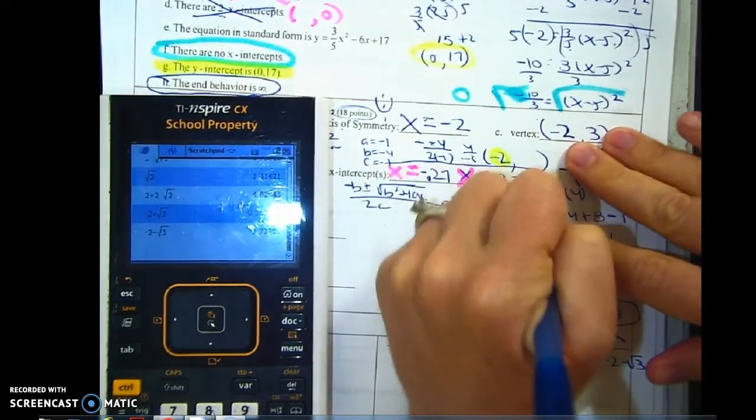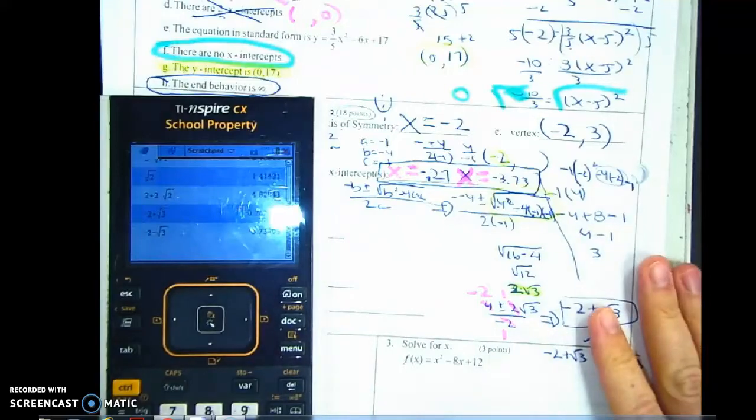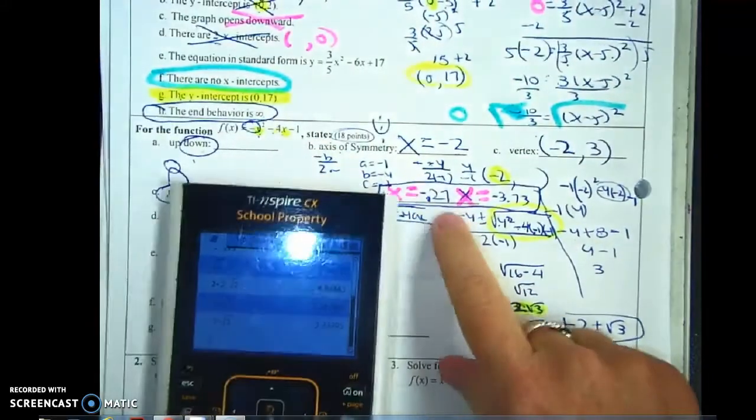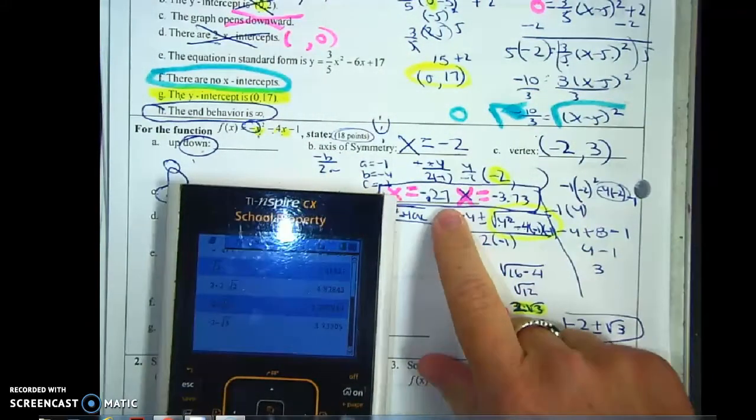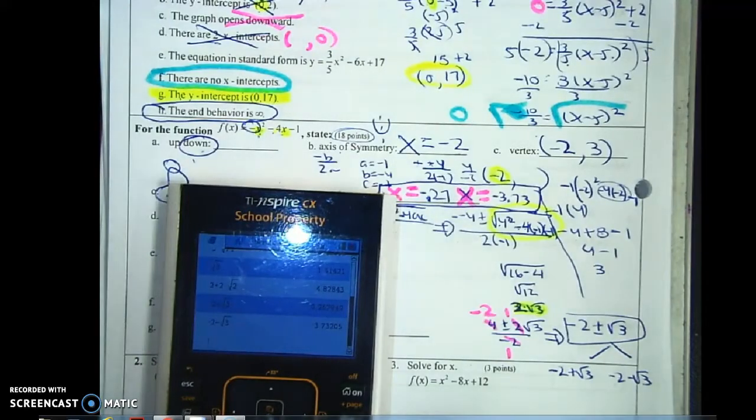Again, what I encourage you to do, but I don't have time to do it right now, so hopefully I'm correct. I would take this and graph it, and then I would go menu, trace, graph, trace, and then I would see if those are actually the x-intercepts where it touches the x-axis.